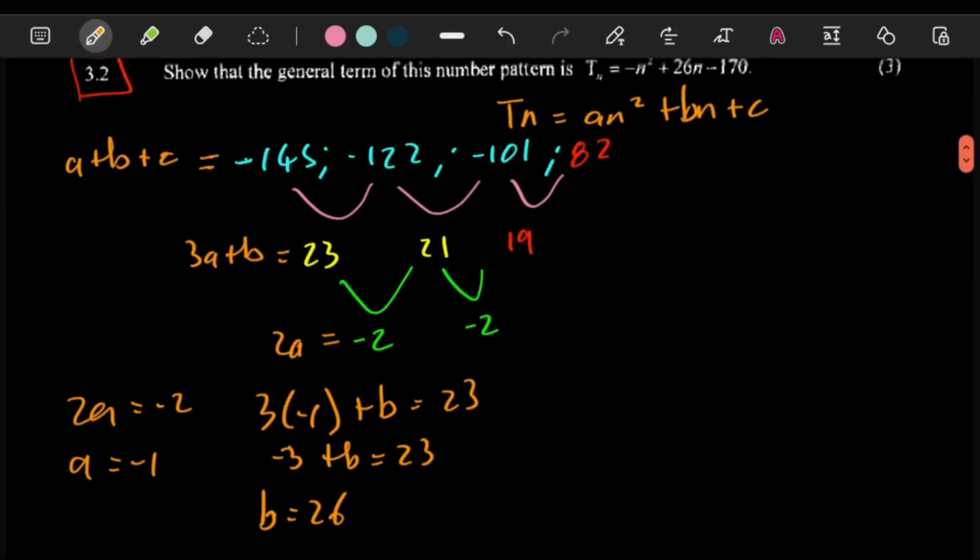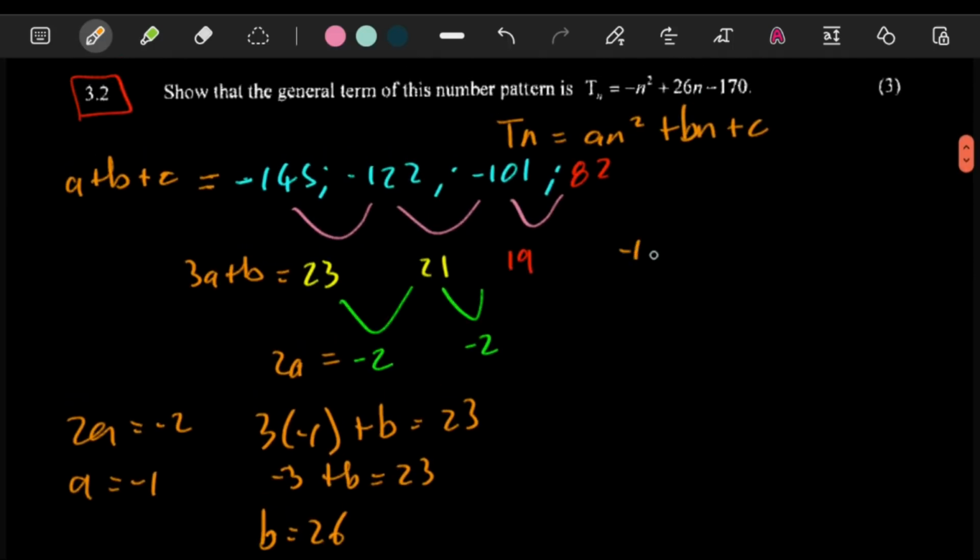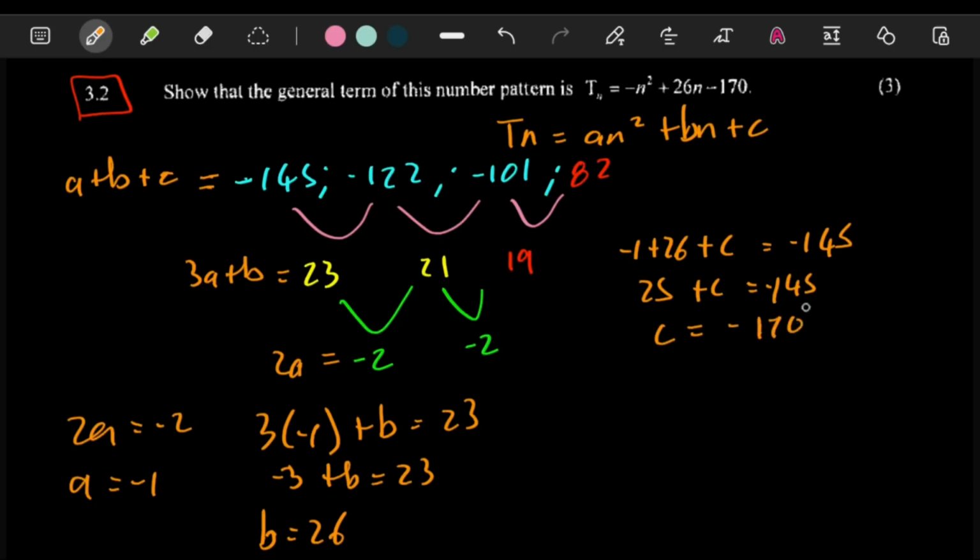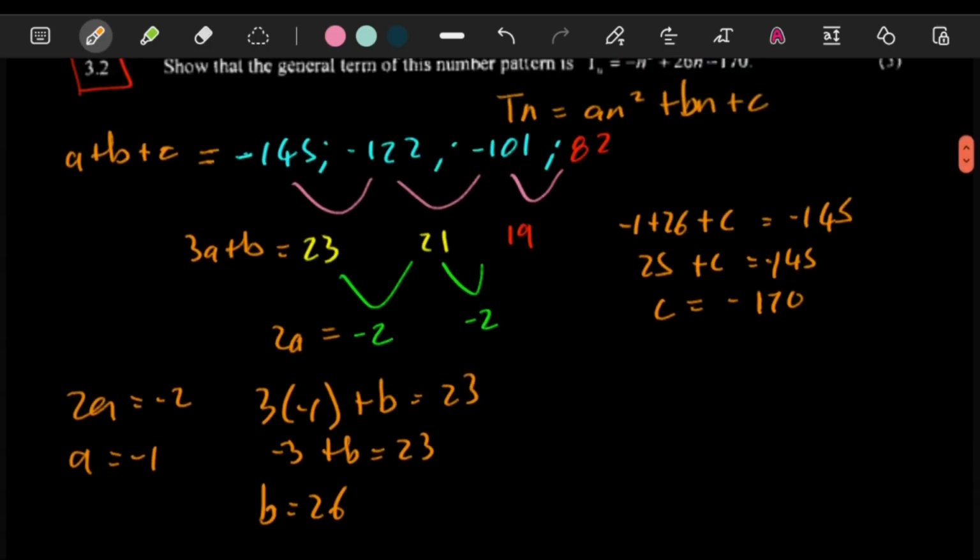And then here, what you got? You have negative 1, b is 26, and then this is equal to negative 145. C is just c, so this is plus c. So what you got here is 25 plus c. This is negative 145. Everything on one side, you got negative 170. Oh, look at that. It worked out so nicely.